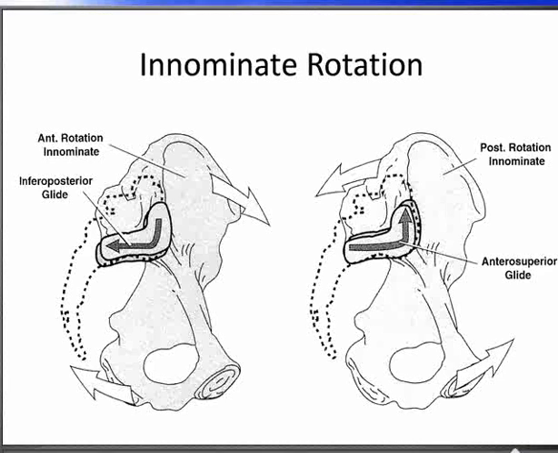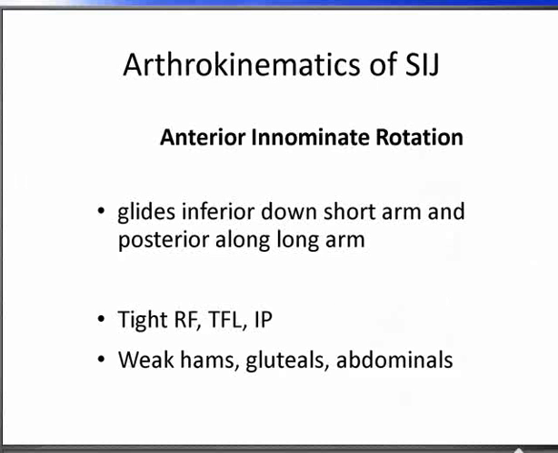Okay? So something clinically to remember, because when we look at evaluating the SI joint in terms of passive mobility, we look to feel for this rotation and this gliding effect. So anterior innominate rotation glides inferior down the short arm and posterior along the long arm. Tight rectus femoris, tensor fascia lata, iliopsoas muscle groups, these can all promote anterior innominate rotated position. Weak glutes, hamstrings, and abdominals also promote that.